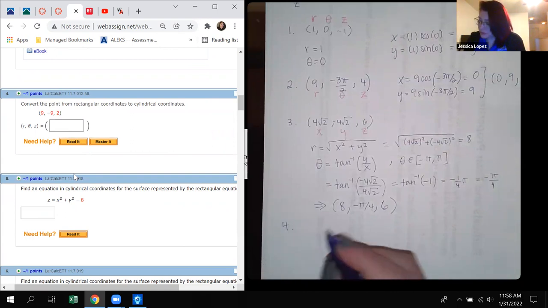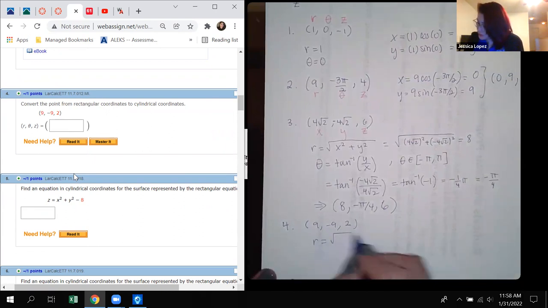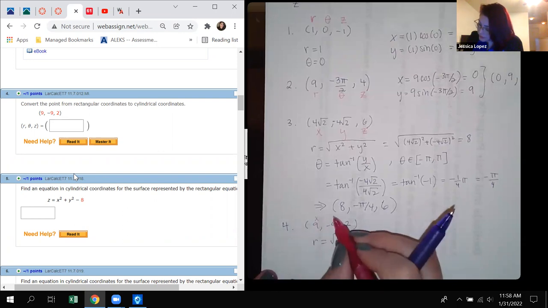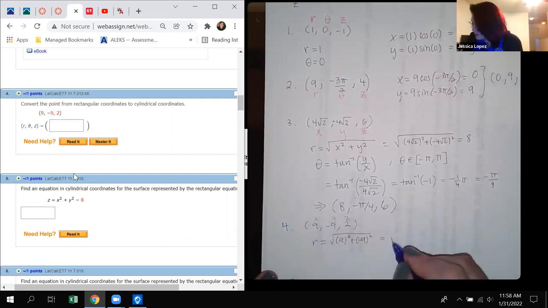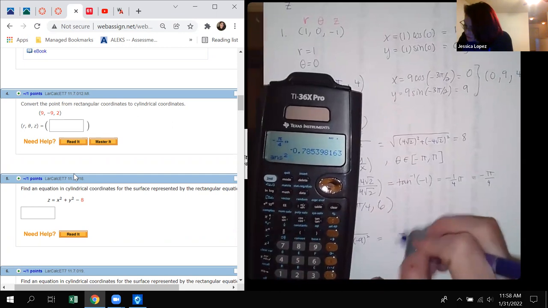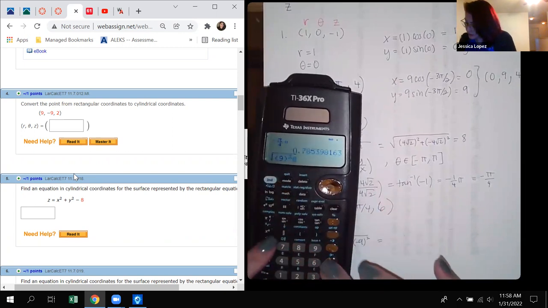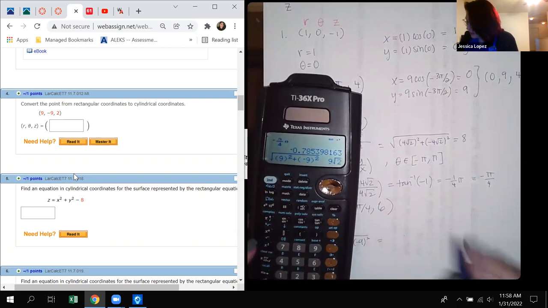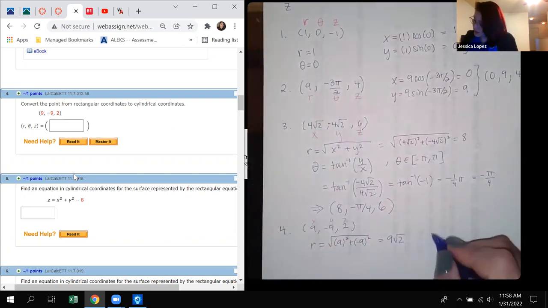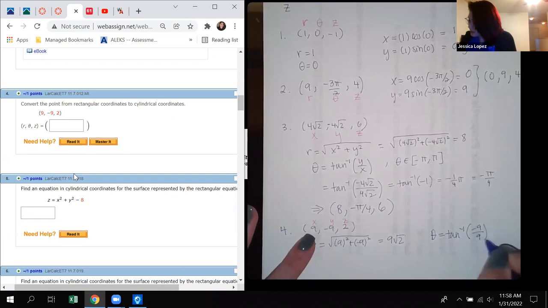This one's the same thing, number 4. So we got 9, negative 9, and 2. So we know that r is going to be the square root of 9 squared plus negative 9 squared. Remember, this is x, y, and z. So we get the square root of what? I'm going to erase this because I don't know what I get. Clear. Square root of 9 squared plus negative 9 squared. And I get 9 square root of 2. Awesome. Now, theta is going to be tan inverse of y over x, which is tan inverse of negative 1. And we've already done tan inverse of negative 1.